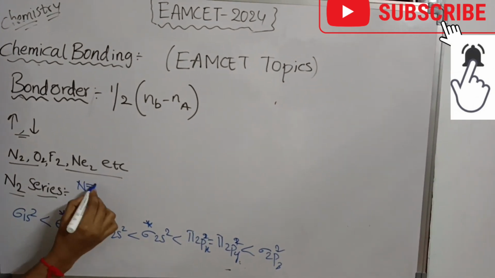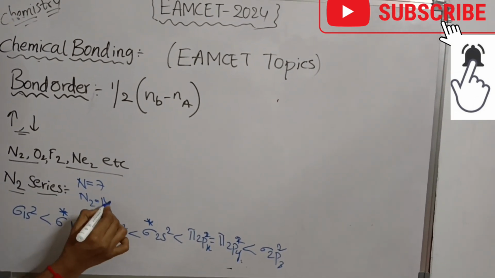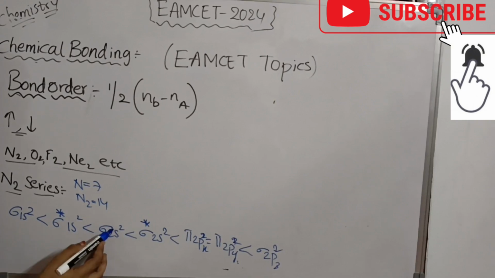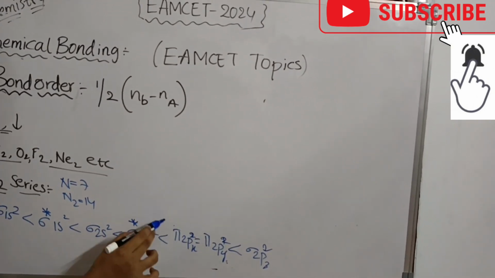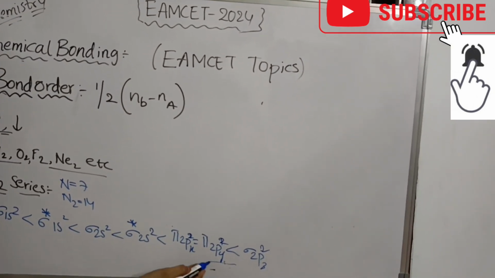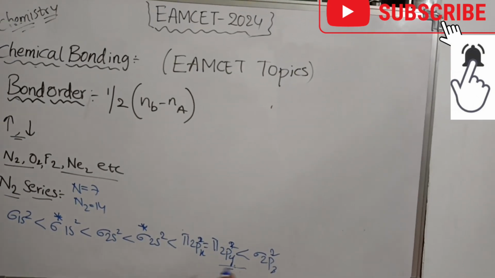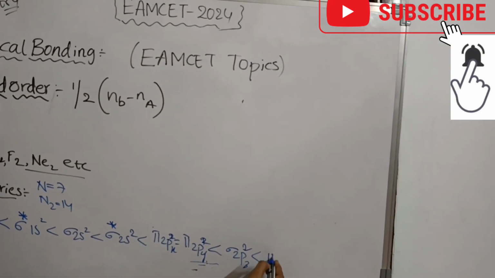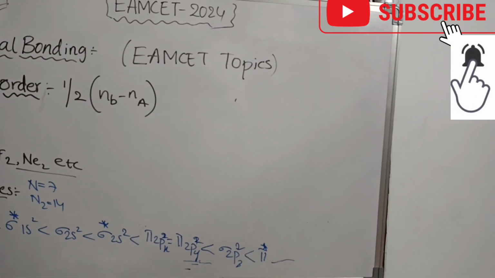You should count the electrons. N is equal to 7, then N2 is equal to 14, right? So 1, 2, 3, 4, 5, 6, 7, 8, 9, 10, 11, 12, 13, 14. So this is the electronic configuration of N2. For the last one, pi star will also be there. Okay, so that one I have not explained.